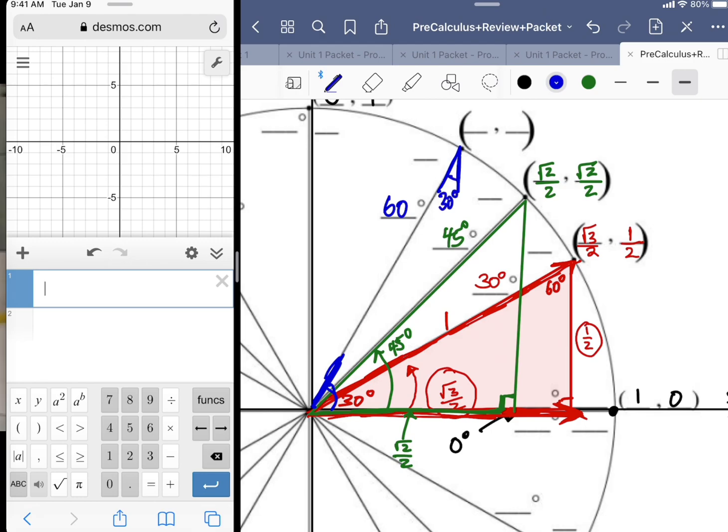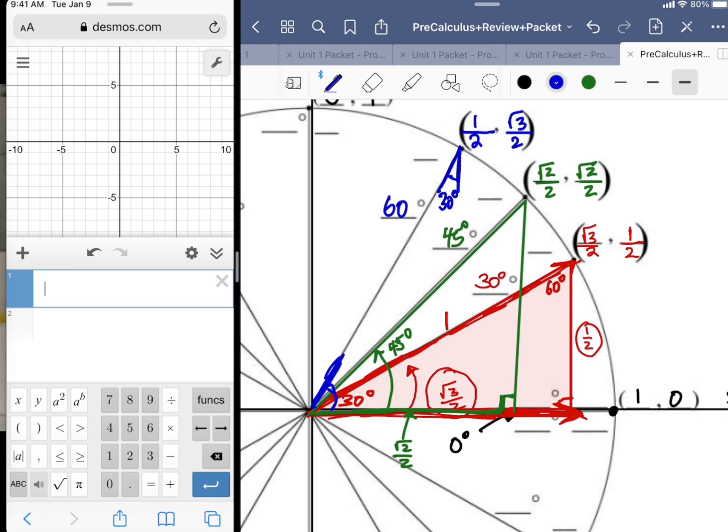So what's going to end up happening is the lengths of the sides are going to swap. All right, so where this one was radical 3 over 2, it's now going to be 1/2. Where this one was 1/2, it's now going to be radical 3 over 2. The angles swap, so the sides associated with those two angles will also swap. All right, so this one becomes 1/2, radical 3 over 2. So we have a quarter of the unit circle accounted for.